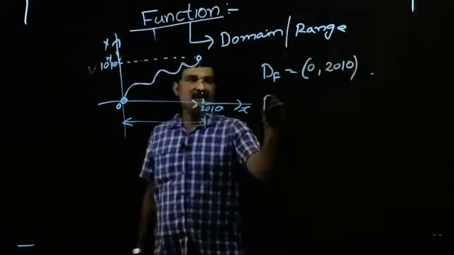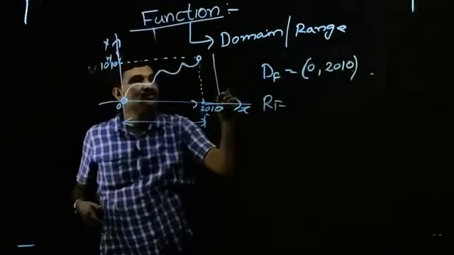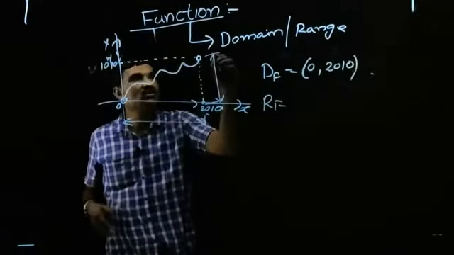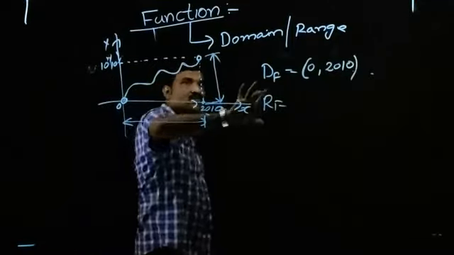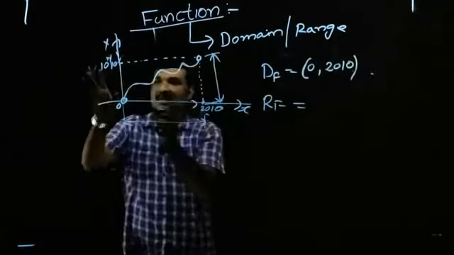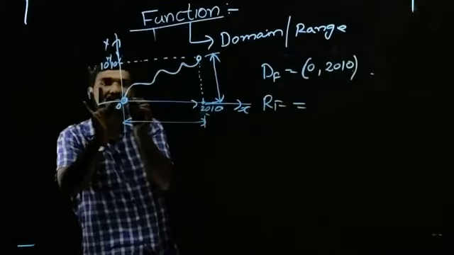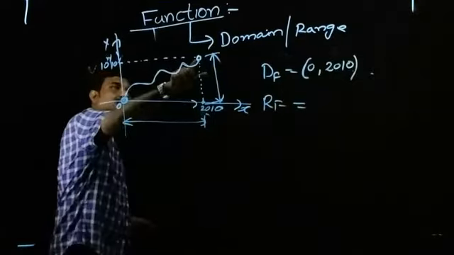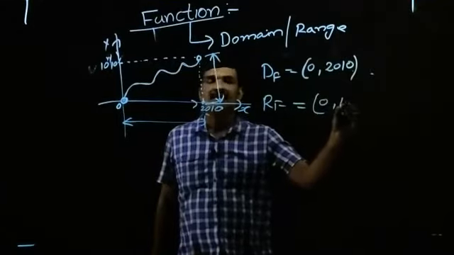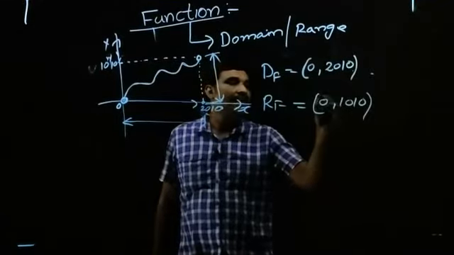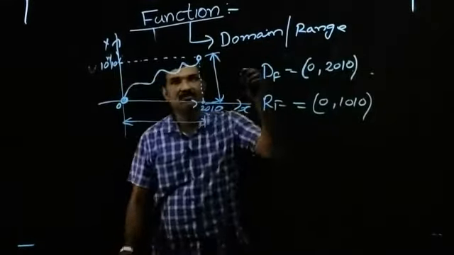And range of this function, range means the extent along y-axis. So this height is called the range of the function. What is this height? Starting from 0 to 1010. But here is an open circle, so this point and this point are excluded. So the range is 0 to 1010, both end values excluded. So this is the domain and range for this figure.